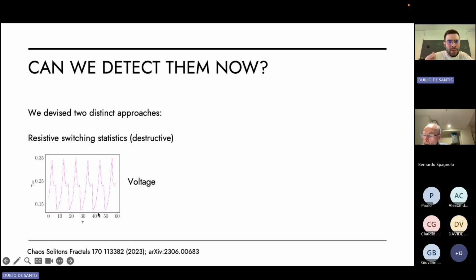We look at the voltage that is produced by breathers in the junction, and we're able to put ourselves into a situation where this voltage is an oscillating function, and the period of oscillation is related to the frequency of the breather. I'm not going to get into too much detail here, but the idea is that we can probe the breather oscillations as voltage oscillations. And this is quite an interesting experiment that is actually within experimental capabilities of today's Josephson labs.